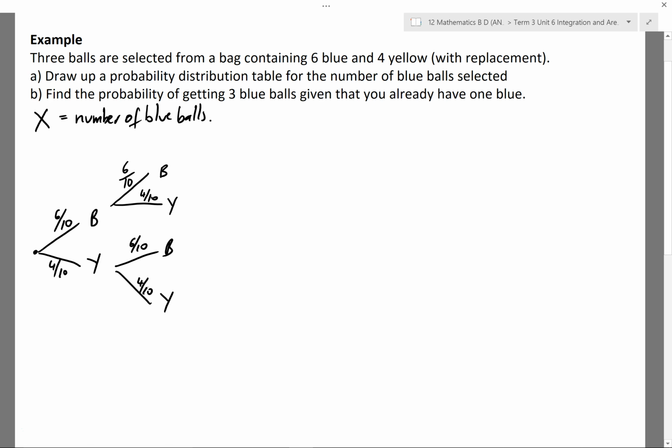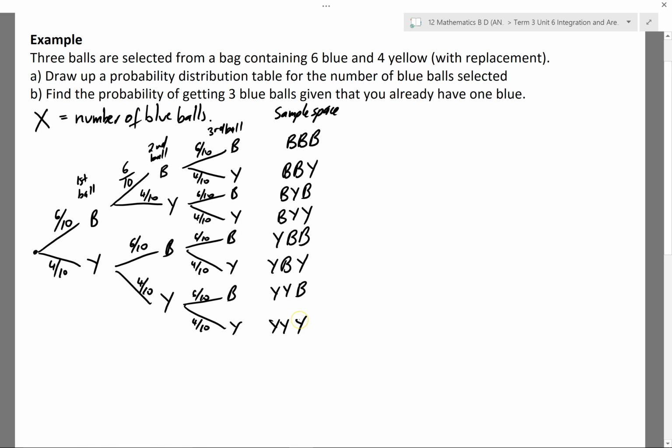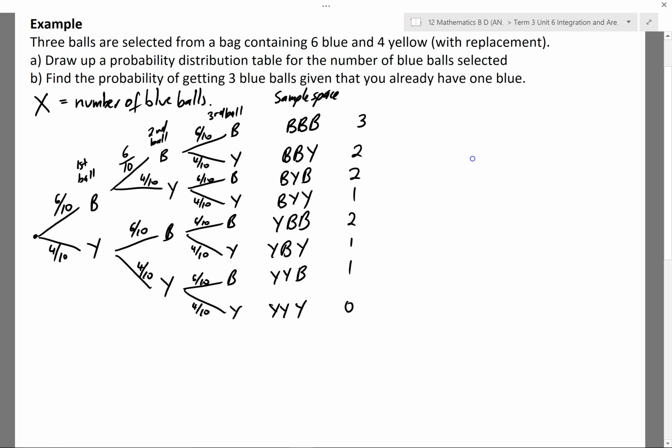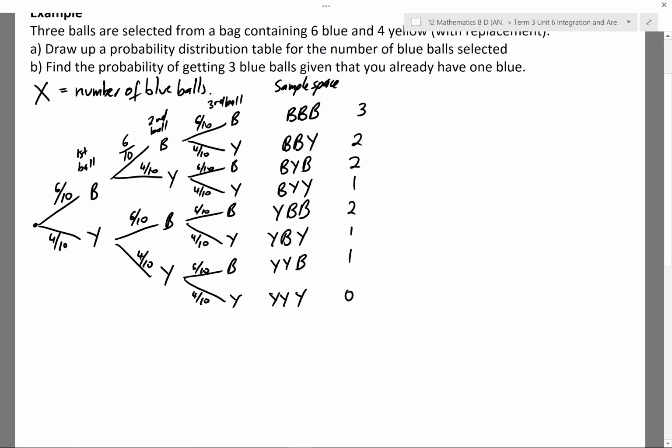Go ahead and complete the rest of the table and the sample space. And again, I'm going to count how many blue balls are in each of these outcomes in the sample space. So 3, 2, 2, 1, 2, 1, 1, 0. I'm going to be making a probability distribution table of the number of blue balls that could possibly have occurred. So I know that it ranges from 0 to 3.